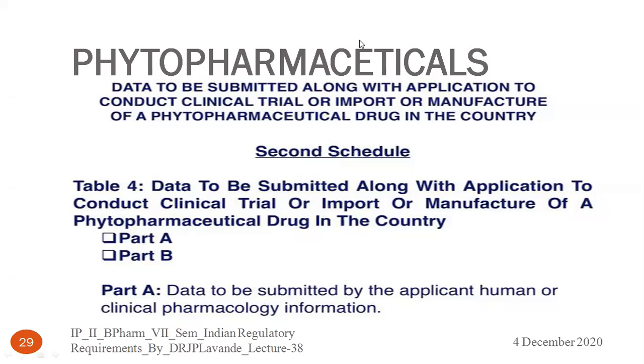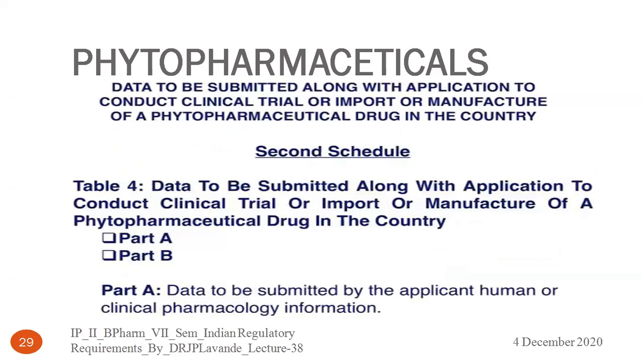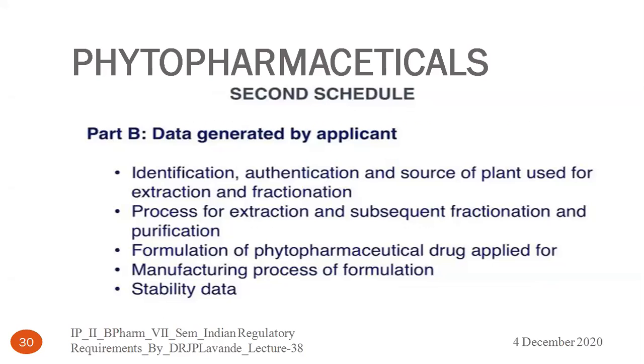So part A will consist of the data to be submitted by the applicant that is related to the human or clinical pharmacology information. Whereas the data that is generated by the applicant needs to be supplied in the form of part B. So part B will consist of the data generated, and part A is nothing but the data associated with the clinical and human pharmacology information, right?